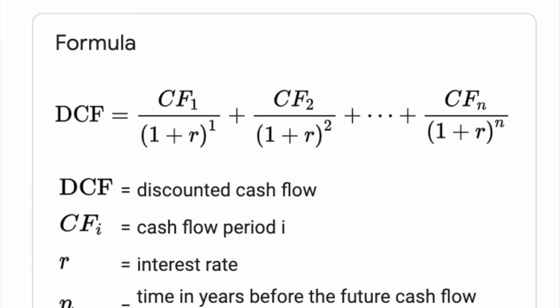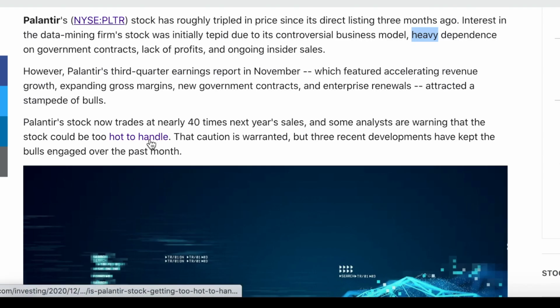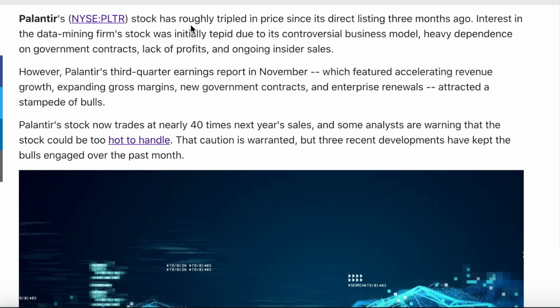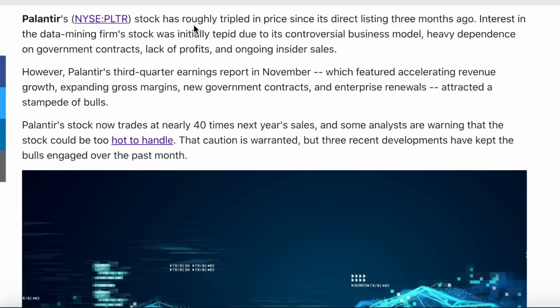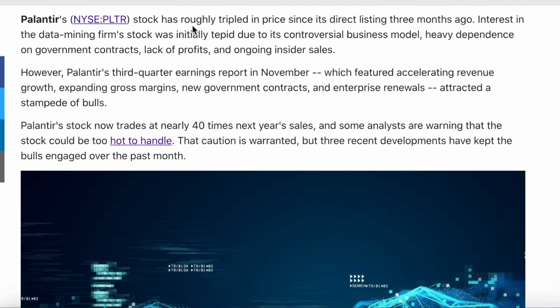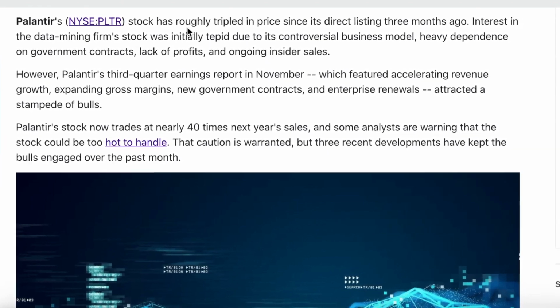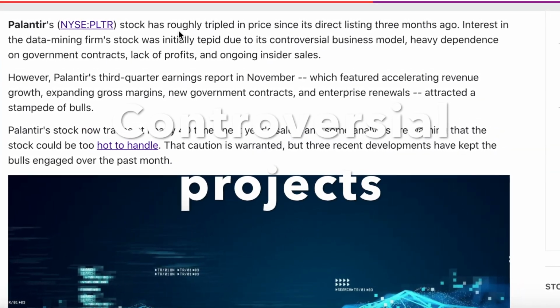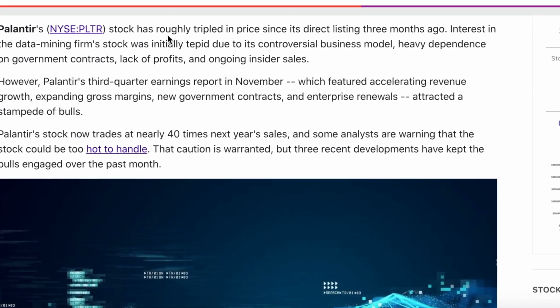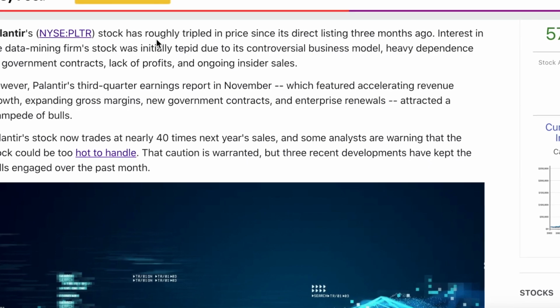But yeah, here comes another news article about the Palantir stock, and they say Palantir stock has roughly tripled in price since its direct listing 3 months ago. Interest in the data mining firm's stock was initially tepid due to its controversial business model. Well, it's kind of controversial because they're doing business with companies and government, and the projects are kind of controversial. So it's not the business model itself, but the projects that are controversial. And heavy dependence on government contracts.